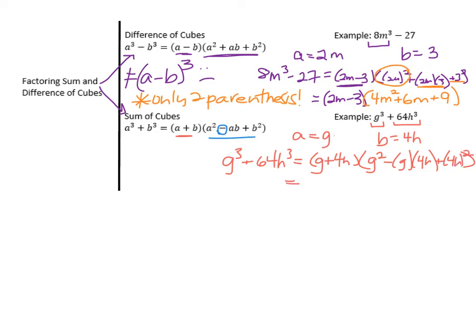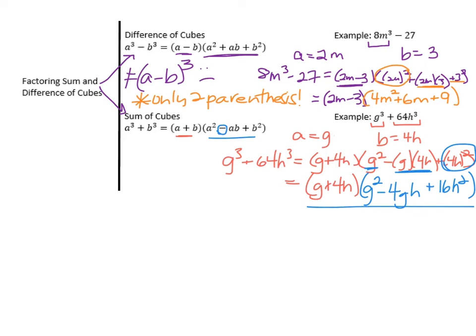And once again, let's simplify if possible. g plus 4h, not like terms. And then we have g squared, nothing happening with the coefficients, we'll keep it g squared. If I multiply those two terms together, I get minus 4gh. Then it's plus 4h squared would be 16h squared. And again, you get your little parenthesis and big parenthesis, and nothing will factor further.